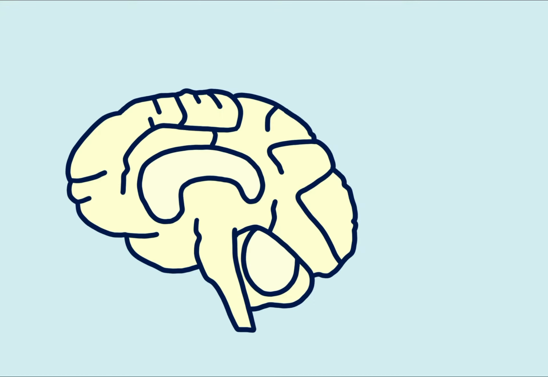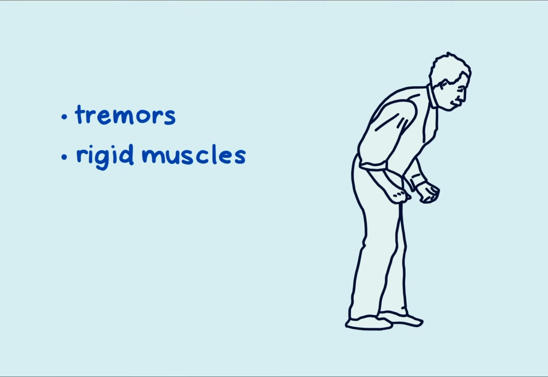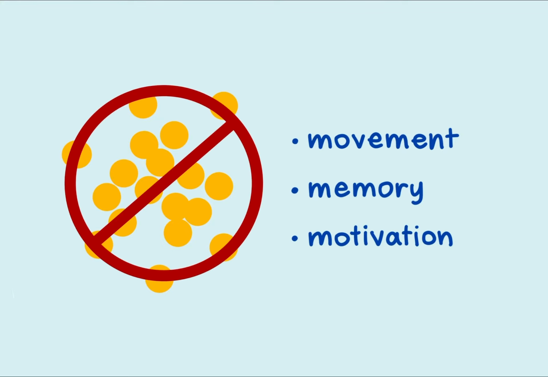Parkinson's disease is a neurodegenerative disorder caused by lack of dopamine in the brain. It is characterized by tremors, rigid muscles, slowed movements, and a shuffling gait. Dopamine is a neurotransmitter involved in movement, memory, and motivation, and its level is decreased in the Parkinson's brain as a result of neuron damage.